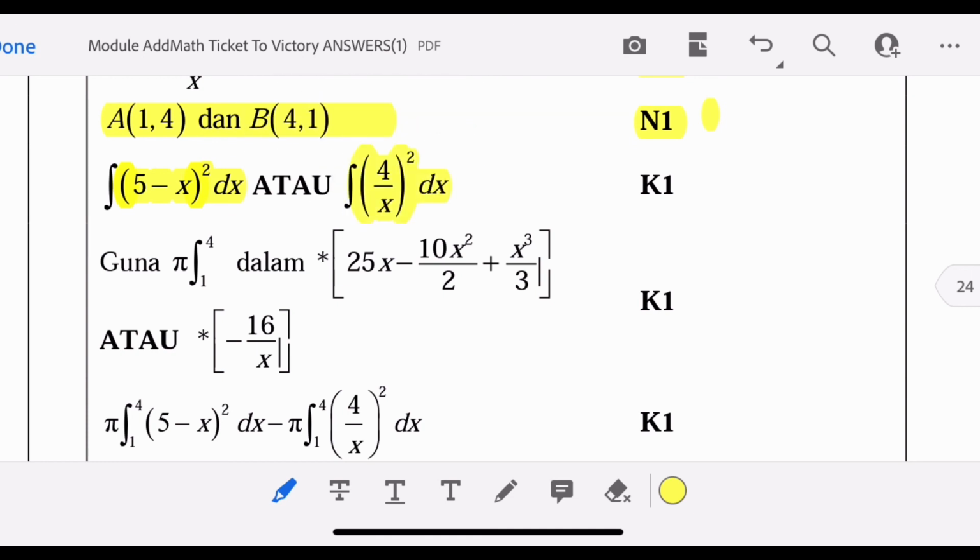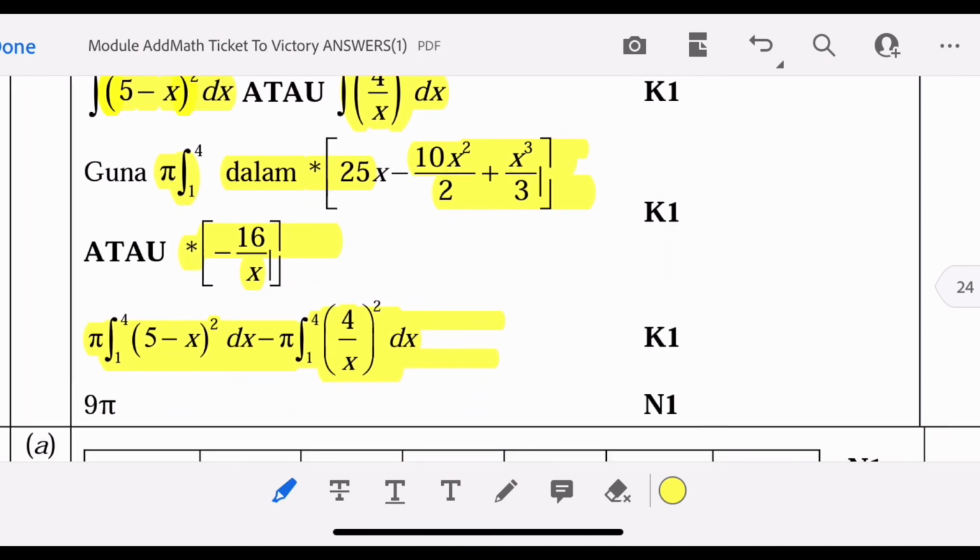So we have to make sure we integrate correctly with the correct limits, and then use the right formula, pi integral of y squared dx, and then you find the difference of the volumes between the two curves. That is your answer, 9 pi.